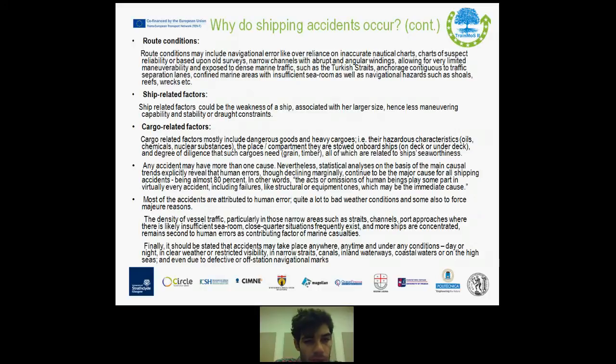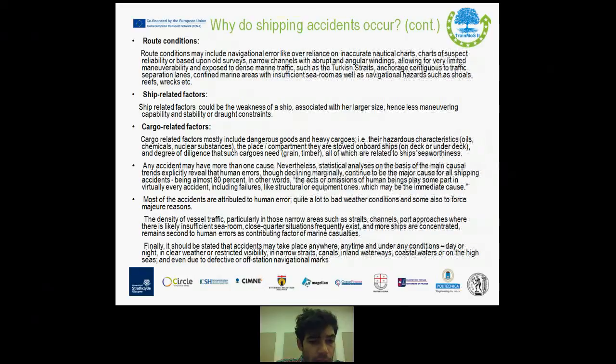A fourth category of shipping accident causes is route conditions. Route conditions may include navigational error, like over-reliance on inaccurate nautical charts, charts of suspect reliability, or based on old surveys, narrow channels with abrupt and angular windings, allowing for very limited maneuverability and exposed to dense marine traffic, such as the Turkish Straits, anchorage contiguous to traffic separation lines, confined marine areas with insufficient sea room, as well as navigational hazards such as shoals, reefs, and wrecks, and maybe icebergs.